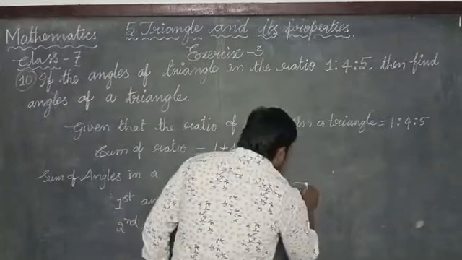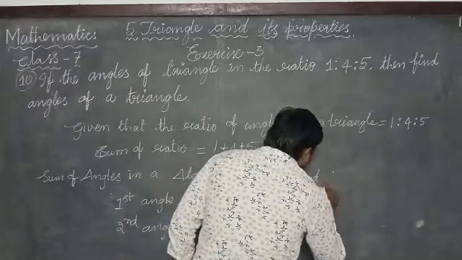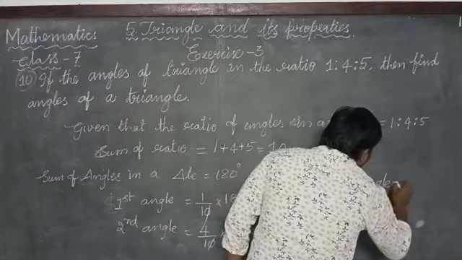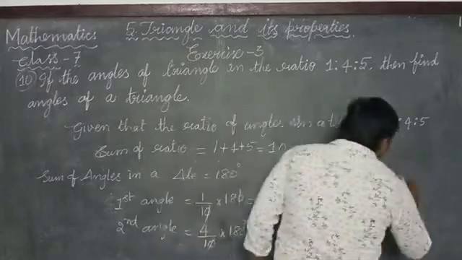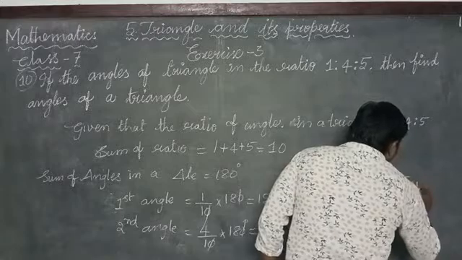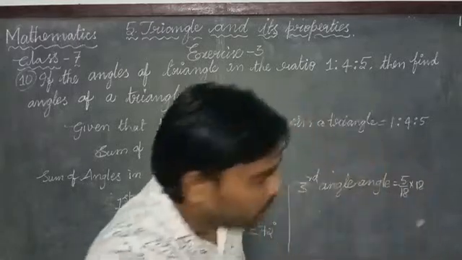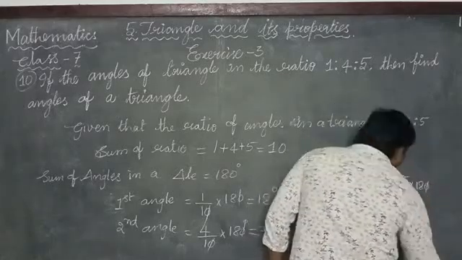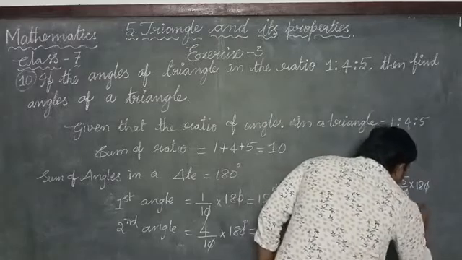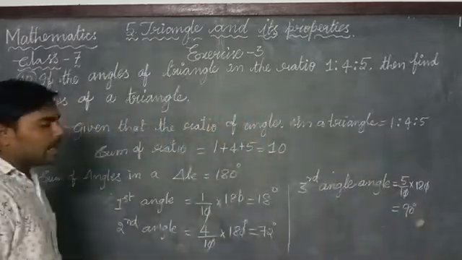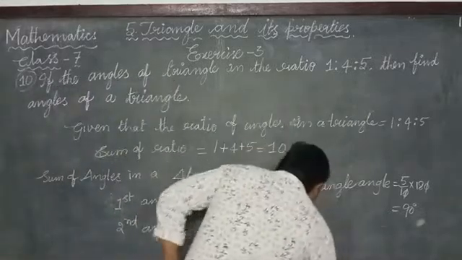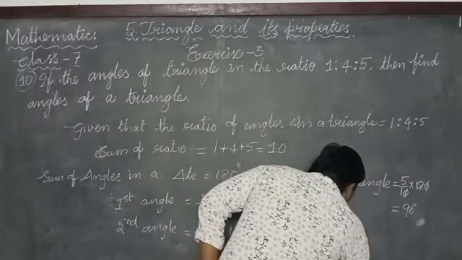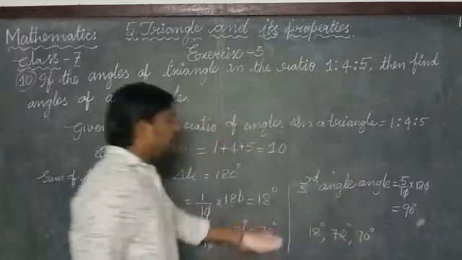Now let us see the third angle. It equals 5 by 10 into 180. Here the 0 gets cancelled, then 18 fives are 90. In this way, the angles of the triangle are 18 degrees, 72 degrees, and 90 degrees. These are the angles of the triangle.